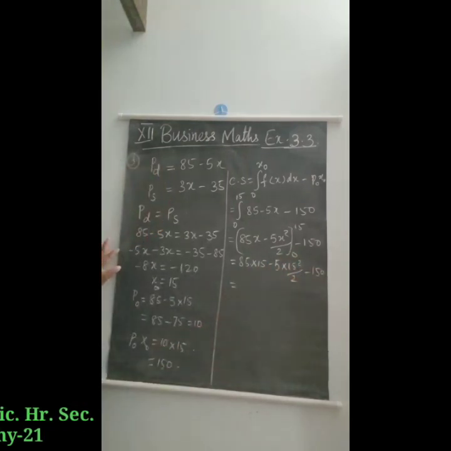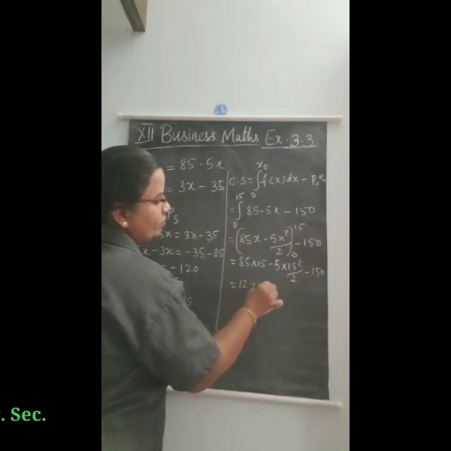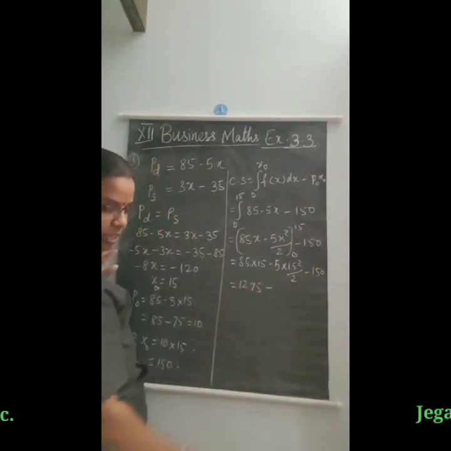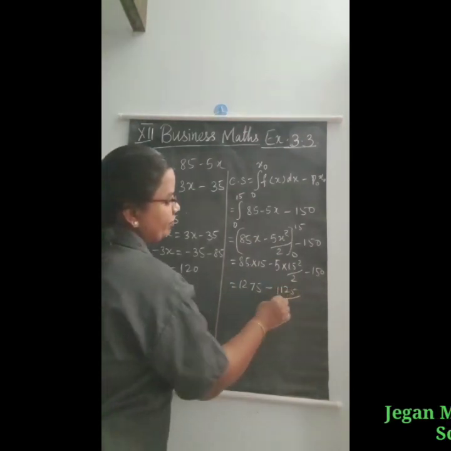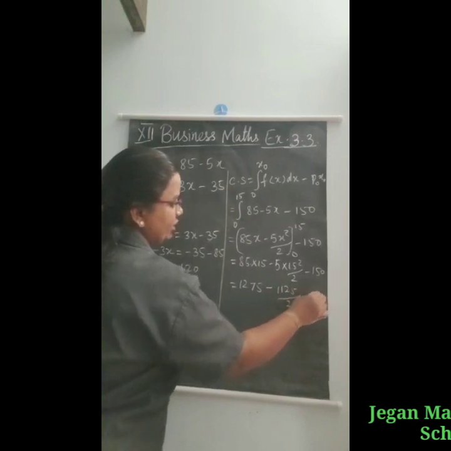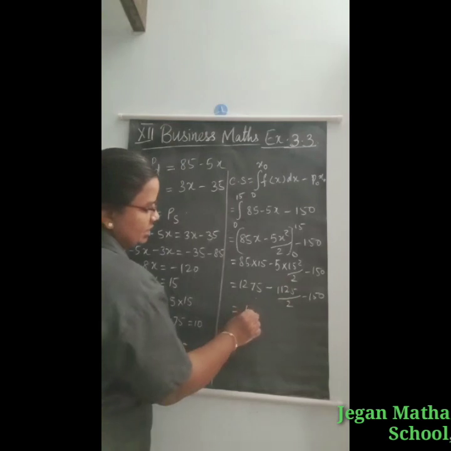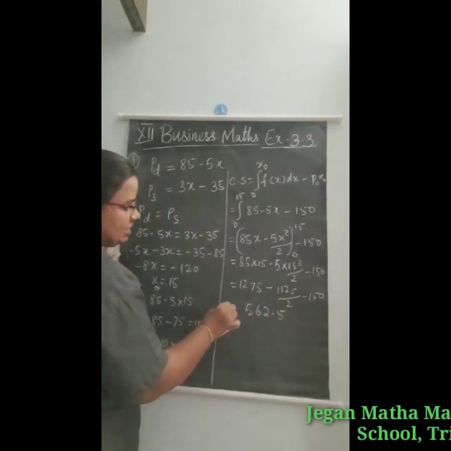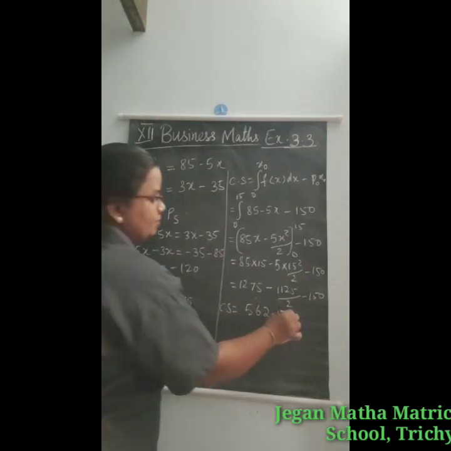So that is equal to 85 into 15, we will get 1275, minus 15 squared into 5 by 2, that is 1125 by 2. 1125 divided by 2 minus 150. If we simplify this, we will get 562.5. That is CS is equal to 562.5 units.